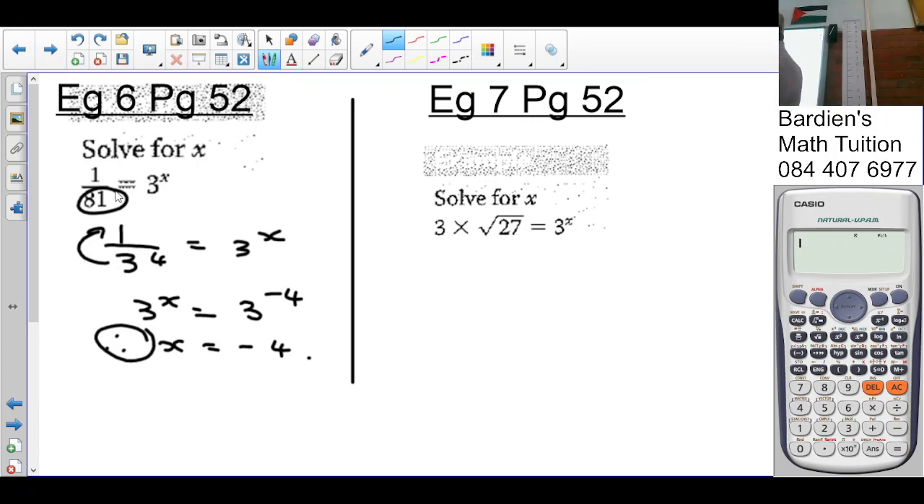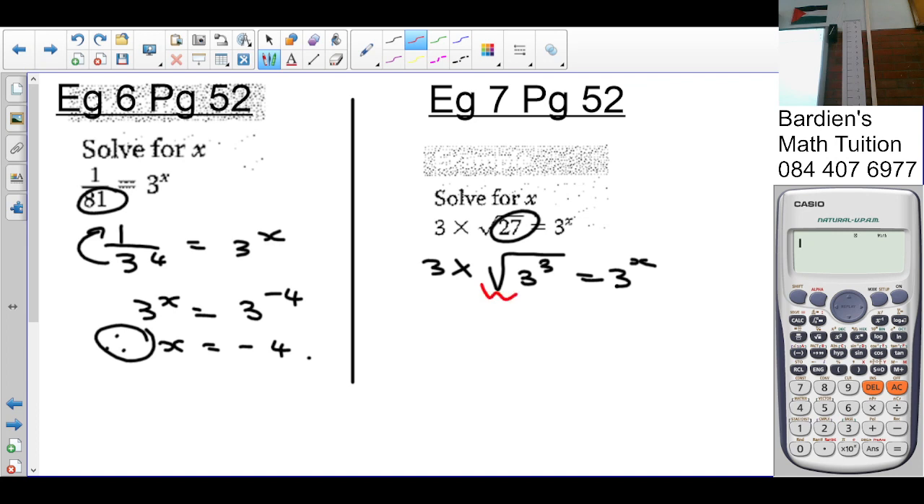Right, here's the next one. What are we going to do in example 7 on page 52? Break up the 27. The 27 can be written as what? 3 to the exponent? 3 equals 3 to the x. You all agree with that? Am I moving too fast now? Okay. Now what can be done?